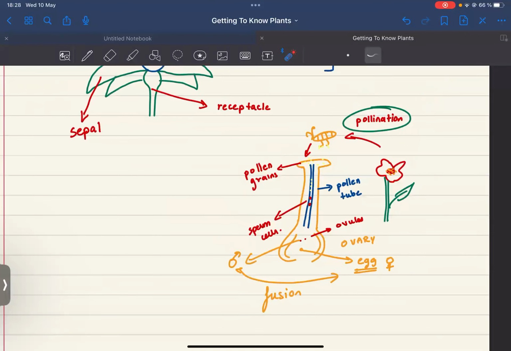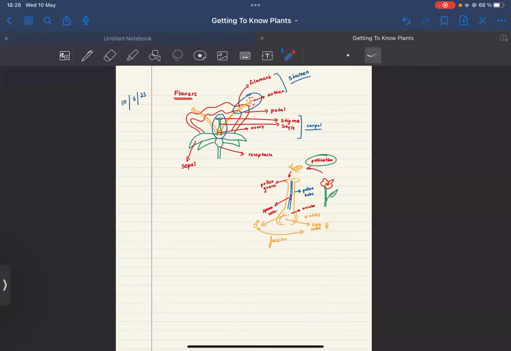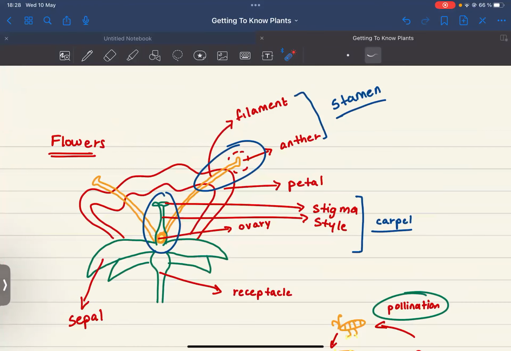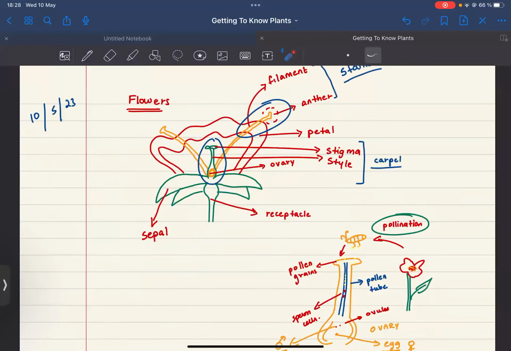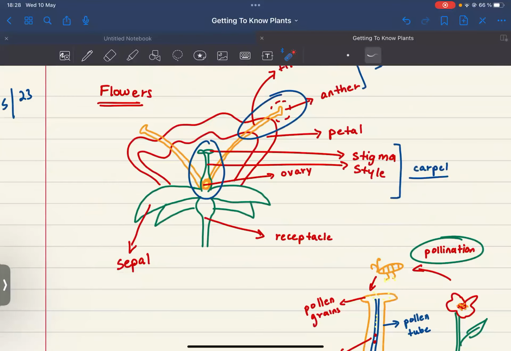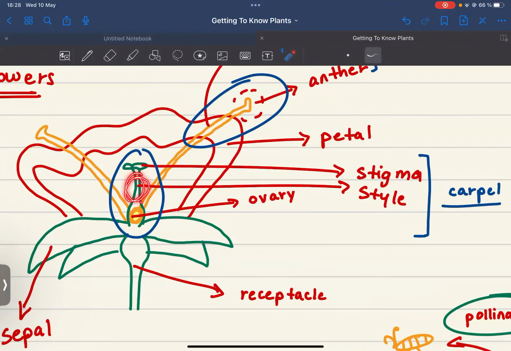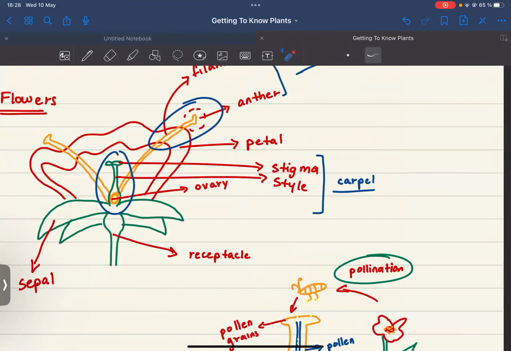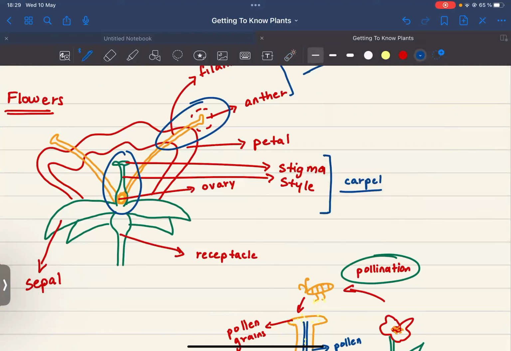So the innermost part, the pistil. Let me come to the pistil. You have the stigma over here, the style over here, and the ovary over here. All this together is known as the carpel. The carpel is also known as pistil. So if they ask you parts of a carpel or parts of a pistil, please know that it's the same thing. They are the innermost parts of the flower.